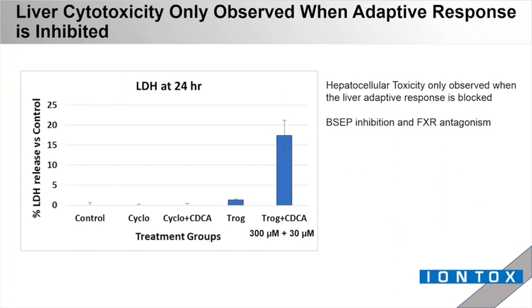And so the next question is, well, did we actually see any cytotoxicity associated with this? And yes, we did. So when we looked at LDH released in the liver compartment, in control, we didn't see any. Cyclosporin, none. Cyclosporin plus CDCA, none. We saw a little bit with troglitazone, 1% to 2%. But when we look at troglitazone at 300 micromolar plus CDCA at 30 micromolar, we see about a 17% increase in LDH released. Now, this is not a huge increase, but it is statistically significant compared to all other conditions. But not only that, we're seeing this hepatocellular toxicity at a really low concentration, at a nanomolar concentration.